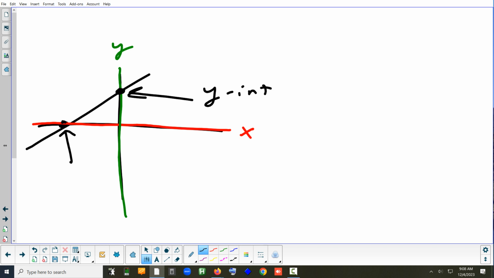And then this is a point where it crosses the x-axis. What do you call this point? No, the slope is how steep it is. We're actually not going to work with slope today at all. We are tomorrow. This is called the x-intercept. So the way that we're going to graph lines is we're going to find the x-intercept and the y-intercept. And now let's put that down on your guided notes.